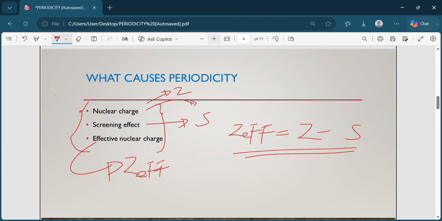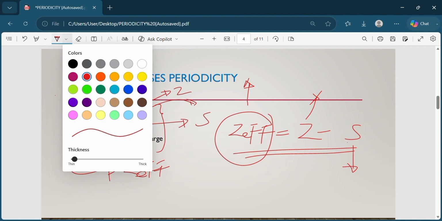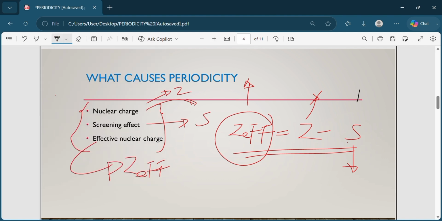So if the nuclear charge is high and the screening effect is low, that means the net positive charge experienced by an electron in an atom will also increase, or rather the effective nuclear charge. But then if the screening effect is higher than the nuclear charge, the total positive charge experienced by an electron in an atom will also be lowered. I hope this point has gone home.